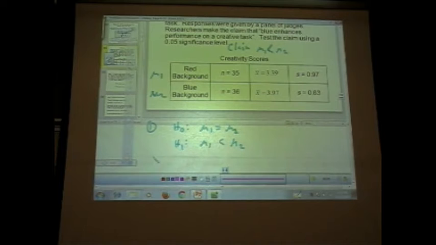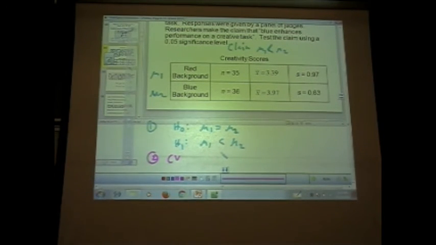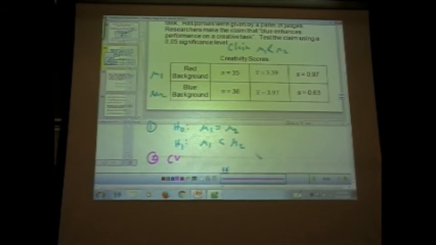Sorry, guys. Step 2, my critical value. This is going to be one-tailed. How do I know it's one-tailed? Because it's less than. Less than or greater than is the one-tailed. Equal to, not equal to is my two-tailed. So I'm going to draw a little picture over here. Less than, left-tailed.